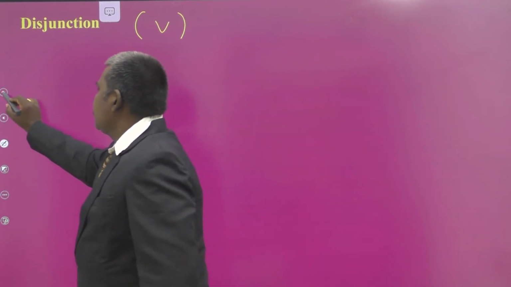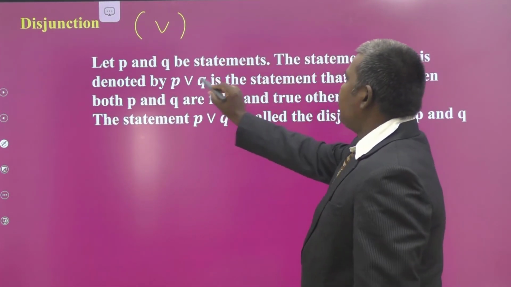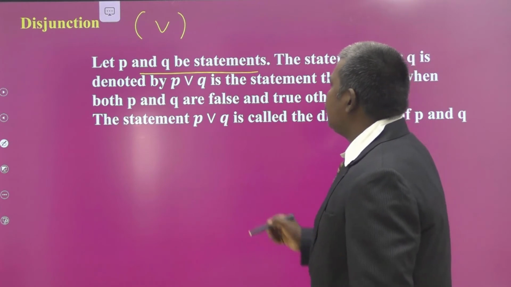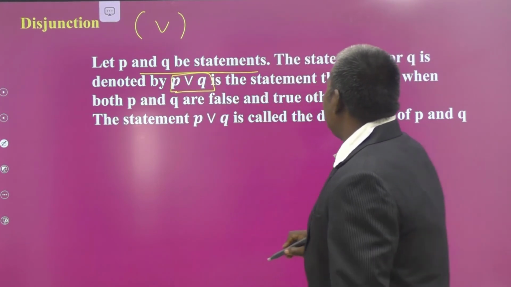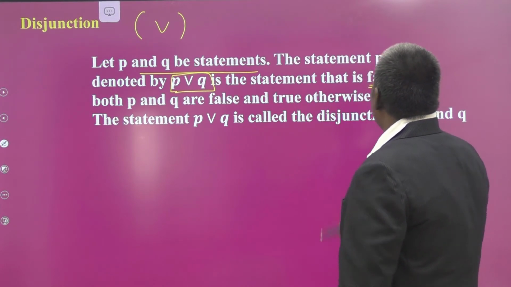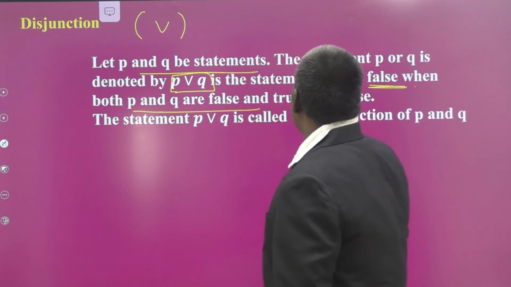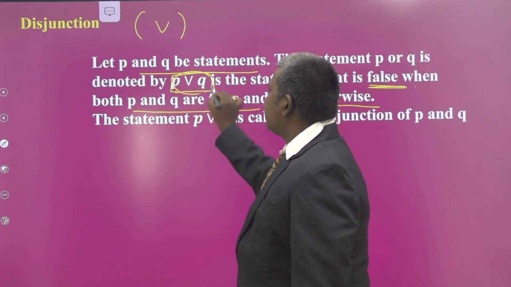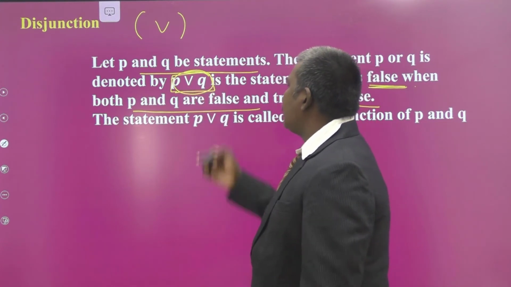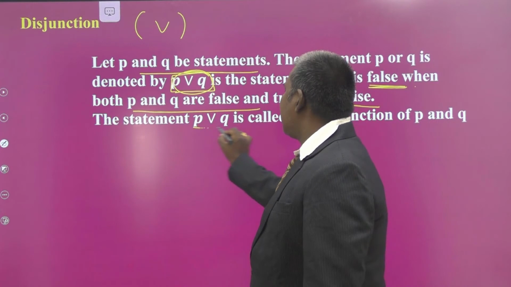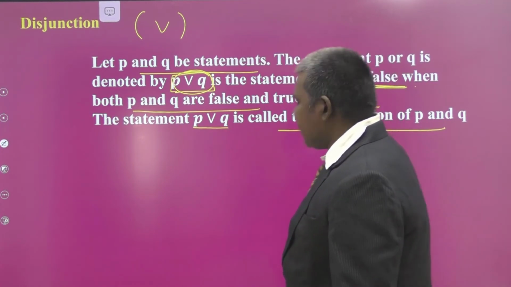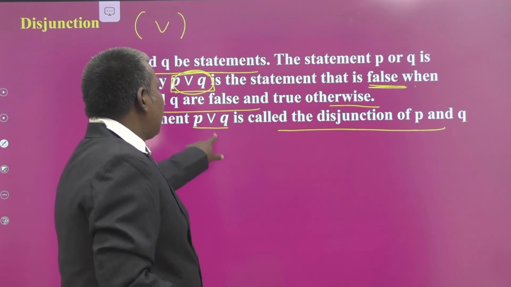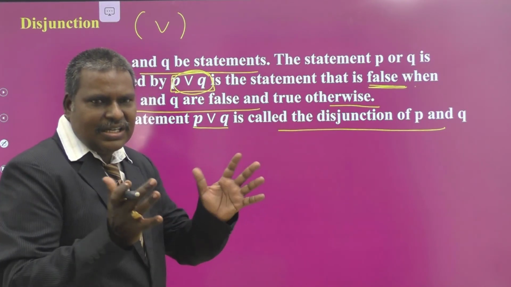Okay, let us see. Let P and Q be any two statements. The statement P or Q is denoted by the symbol P ∨ Q and is the statement that is false when both P and Q are false, and is true otherwise. Already we discussed the definition. It means P or Q is false only when both P and Q are false, otherwise it is true. The statement P or Q is called the disjunction of the statements P and Q. If you write it in this manner with "and", it is the conjunction of P and Q. Conjunction, disjunction. Okay.